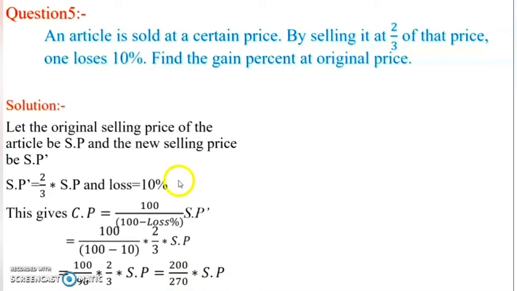So now let us see if I can use the relation between CP and SP to find the required gain percent. The formula for the gain percent is gain percent equal to gain upon CP into 100.